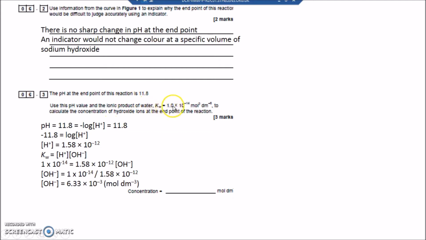Now we know Kw equals H+ concentration multiplied by OH- concentration. So 1 times 10 to the minus 14 equals the H+ concentration, which we've now got, multiplied by the OH- concentration. OH- concentration is 1 times 10 to the minus 14 divided by 1.58 times 10 to the minus 12. OH- concentration is 6.33 times 10 to the minus 3.